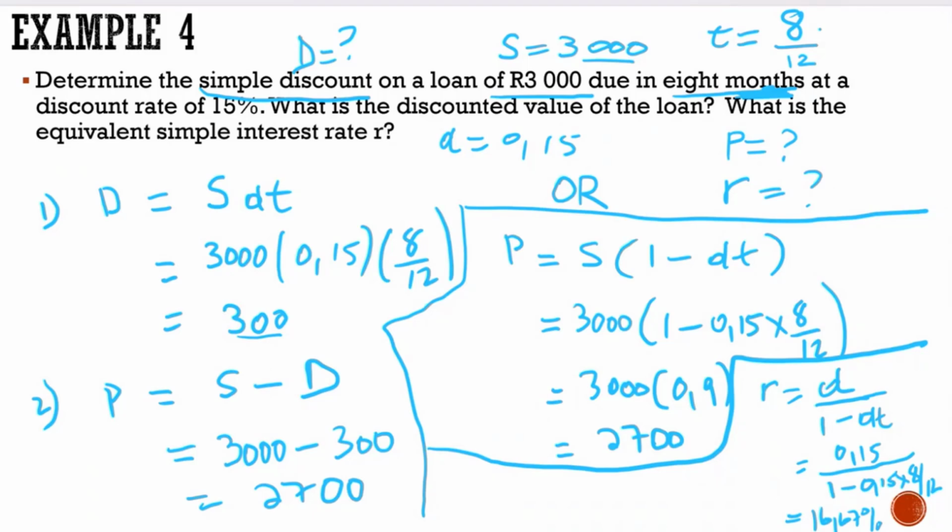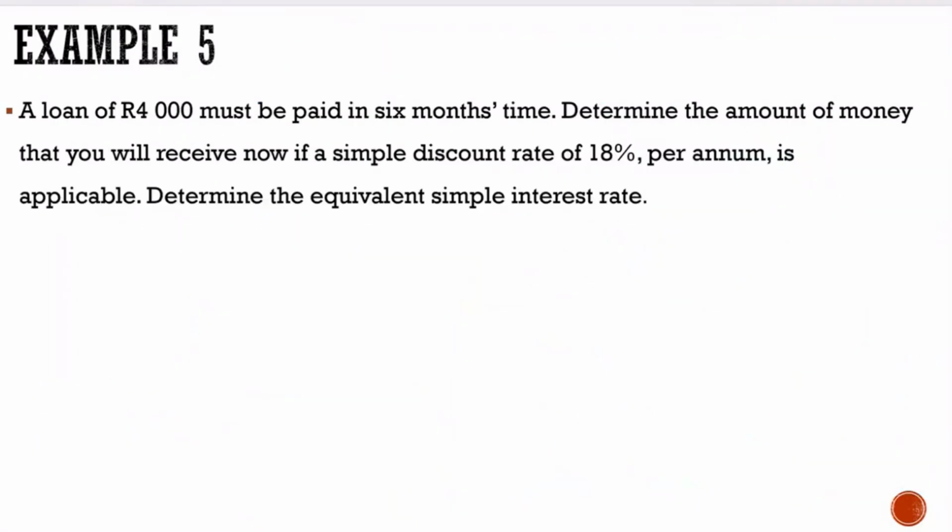With these calculations, what is important is to decontextualize what is given, break it down into pieces, get the correct formula, and then substitute and do your calculation. Let us look at this one example. This example is saying a loan of 4,000 must be paid in 6 months' time. So now your time here is given in 6 over, so you're going to have 6 over 12.